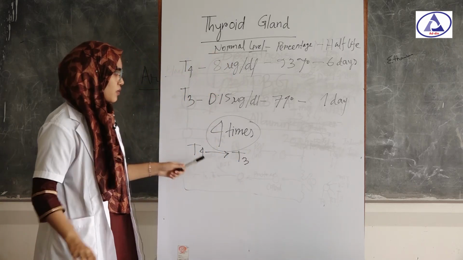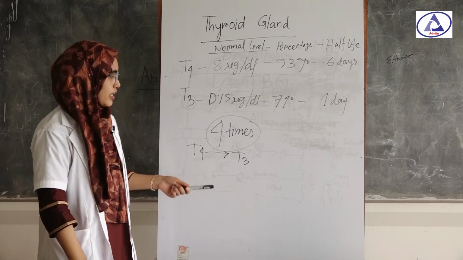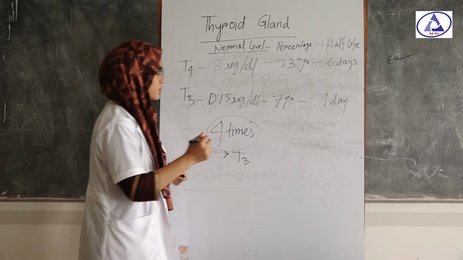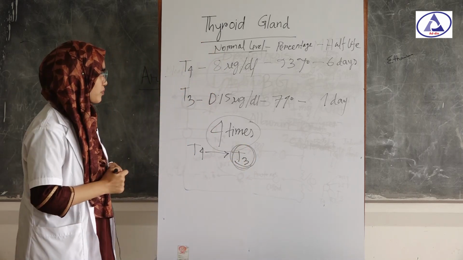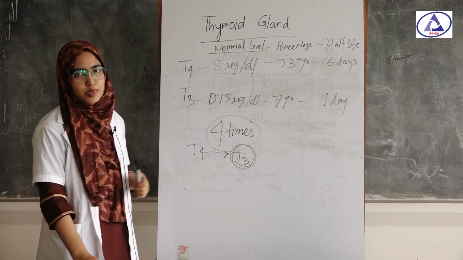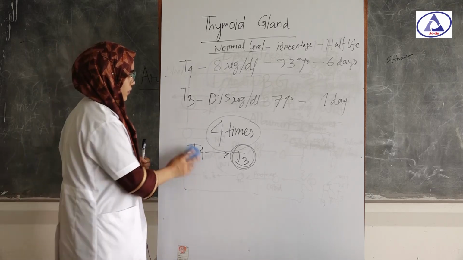Now the question is, why is T4 less active and T3 more active? Actually in the cell the number of T3 receptors is more and T4 is more bound to plasma protein. That's why T3 is more active than T4.